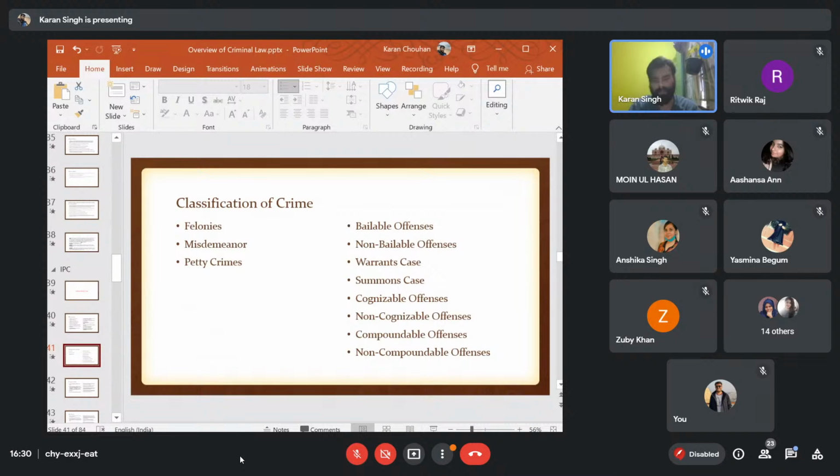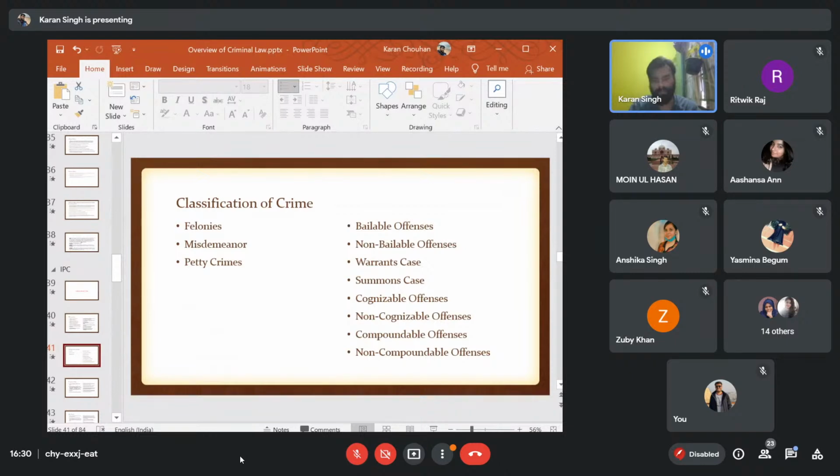Next are compoundable offenses and non-compoundable offenses. Compoundable offenses are those where an agreement is allowed between the parties themselves, between the victim party and the accused party. Usually they are not of a serious nature. You obviously cannot have agreements when it comes to murder or rape. It's not allowed.